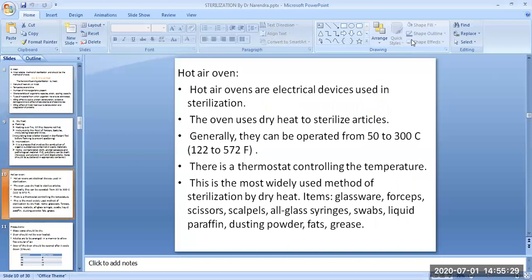Hot air oven is an electrically operated device used to sterilize articles. Generally, they can be operated from 50 to 300 degrees centigrade. There is a thermostat controlling the temperature. This is the most widely used method of sterilization by dry heat. Items: glassware, forceps, scissors, scalpel, all glass syringes, swabs, liquid paraffin, dusting powders, fats, grease.